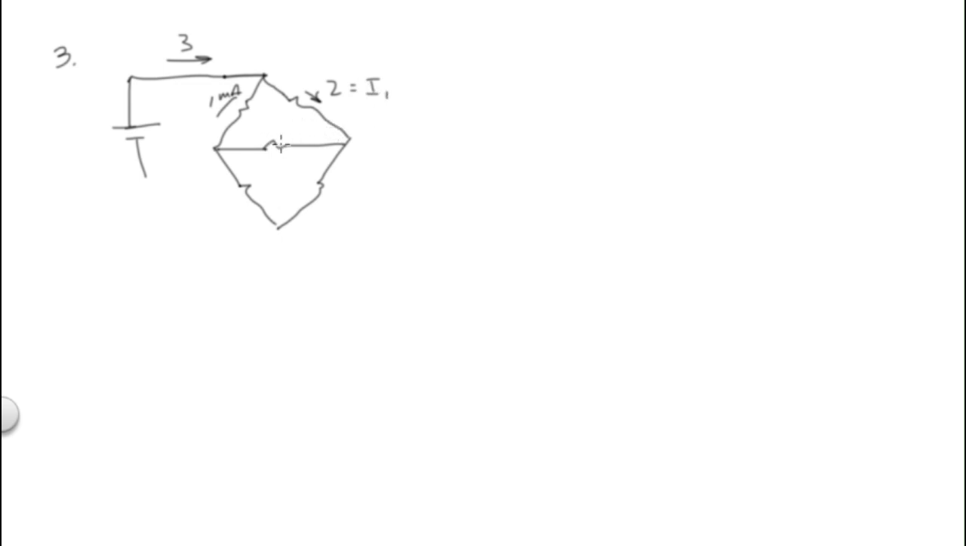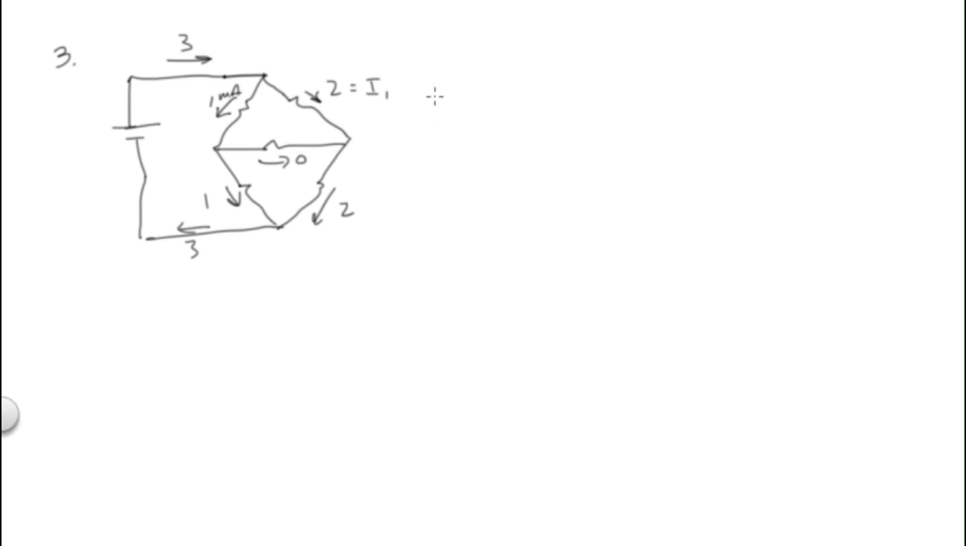And I don't know this number here, but I do know this number over here, which is 1 milliamp. And I know this number here because it's got to go around there. That's got to be 3. So this number has to be 2. So if this is 2 and this is 2, this has to be 0. And this is 1 milliamp, 1 milliamp. So there's nothing going across that bridge.